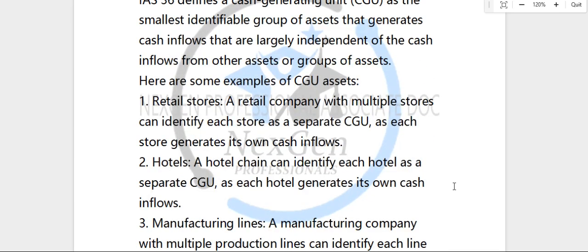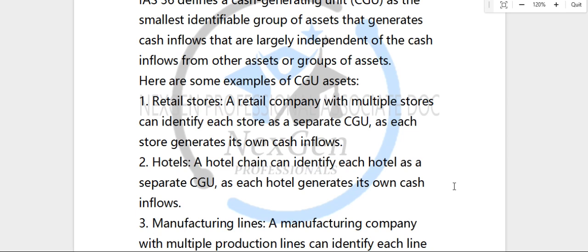Another good example is hotels that have various operations based in other places. For instance, Transcorp: we have Transcorp in Abuja, Transcorp in Lagos, Transcorp in Port Harcourt. So they are cash generating units. This simply means that they are generating their cash inflow independent of other assets of the entity. So that is that for that.